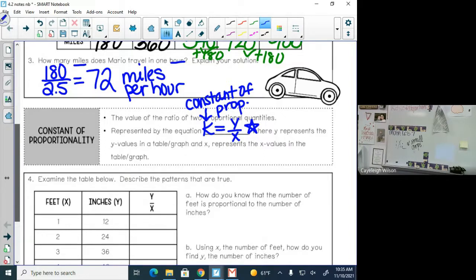So to find the constant of proportionality, we always take the Y divided by the X. And it should be constant throughout the whole thing, just like in that last table up there. Every time that I took the miles and divided by the hours, I got 72 because it was constant.